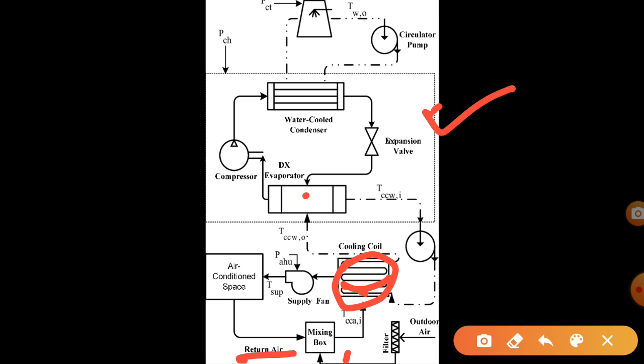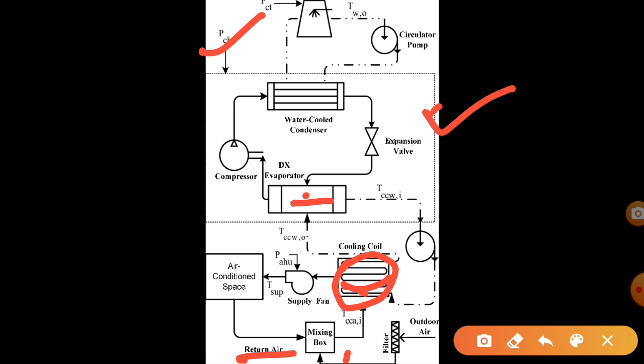There the mixed air flows over the tubes through which the chilled water is flowing. This water gets cooled in the DX evaporator. So you can simply say that the water is used as a secondary refrigerant. And the water in your water cooled condenser, as a cooling medium, is circulated through that particular cycle, that is, the water cooled condenser cycle.